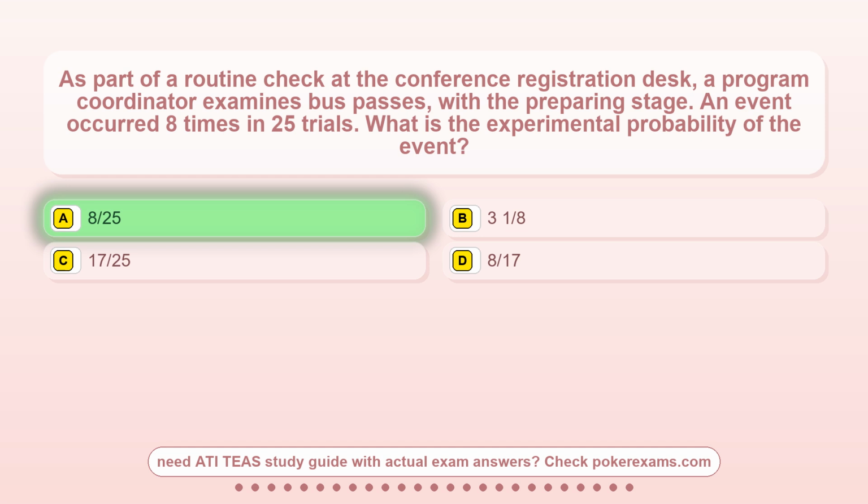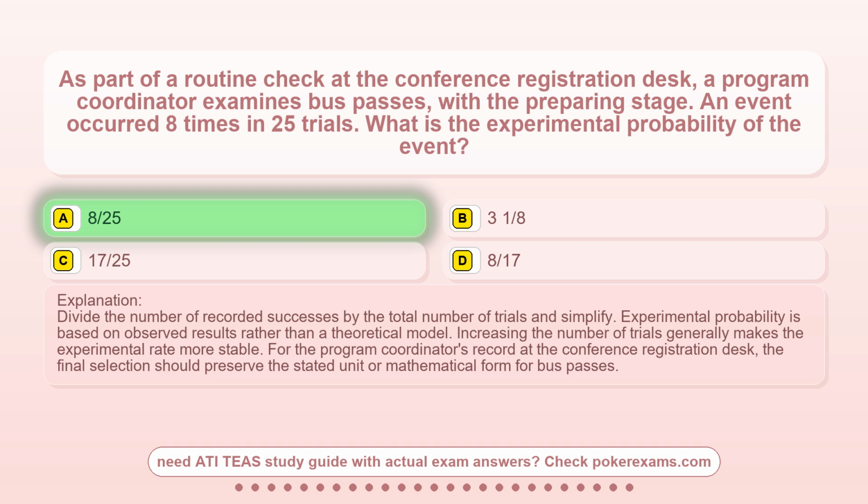The correct answer is option A, 8/25. Divide the number of recorded successes by the total number of trials and simplify. Experimental probability is based on observed results rather than a theoretical model. Increasing the number of trials generally makes the experimental rate more stable. For the program coordinator's record at the conference registration desk, the final selection should preserve the stated unit or mathematical form for bus passes.